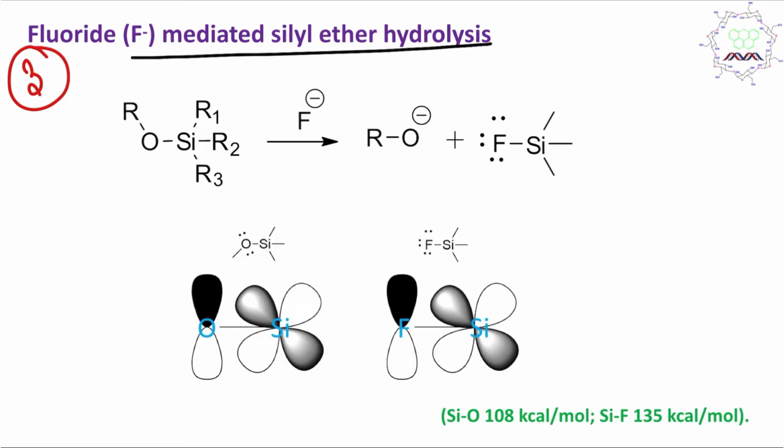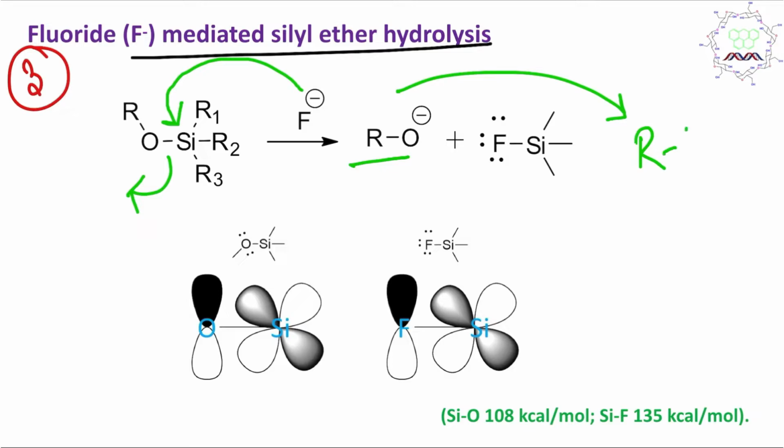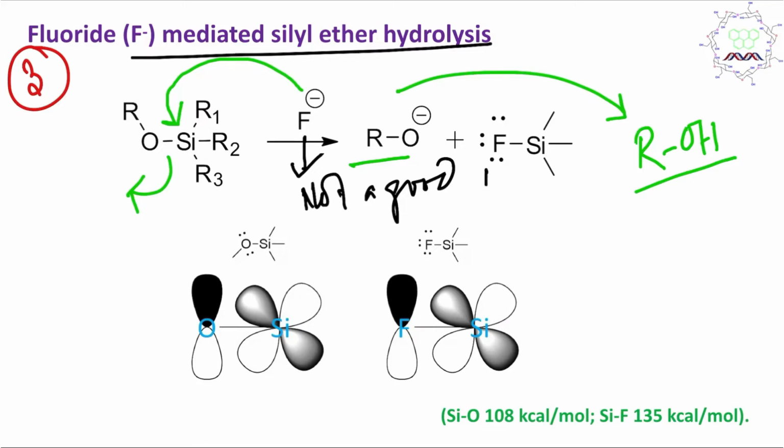In this case, what happens, students? This is very selective because fluoride acts as a nucleophile, attacks the silicon center, and the group leaves. It produces RO minus, and later on it gets a proton from the solvent and produces ROH, the parent alcohol. Now the question: generally we have observed that fluorine is not a good nucleophile, so how does this reaction happen? And in this case, I have shown that fluorine will attack the silicon center selectively.